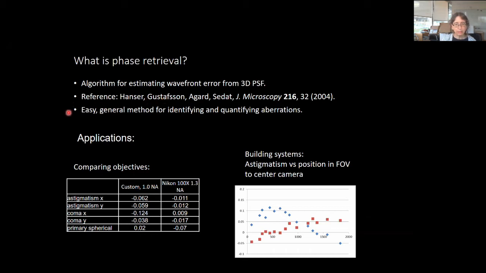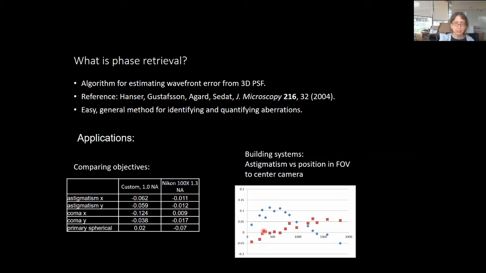It turns out to be just a really great, easy, general method for identifying and quantifying aberrations. If you've been building a lot of optical systems and doing things like fitting your beads to ellipses to try to decide how bad they are, this is a really interesting and useful replacement to try, because it lets you get out all of the aberrations from a single fit. It's useful for doing things like comparing objectives.